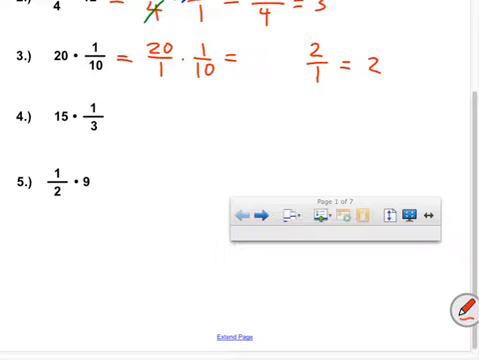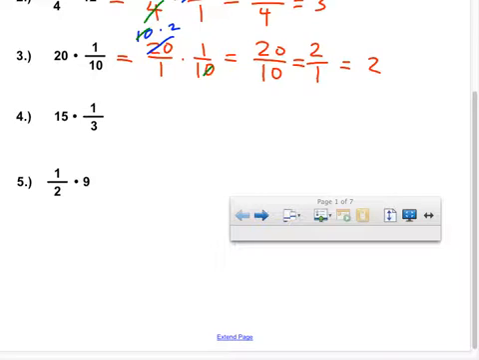So let me fill in the details. So 20 times 1 is 20, and then 1 times 10 is 10, and we see that simplifies to 2 over 1, which is just 2. Or you could have cross-canceled ahead of time and said that 20 is the same as 10 times 2, and that the 10s cancel out. And so you get 2 over 1, which is just 2.